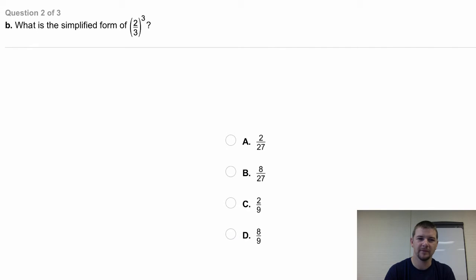Question 2 of 3. What is the simplified form of the fraction 2/3 raised to the 3rd power? Recall properties of exponents. Work carefully and make your selection from the choices below.